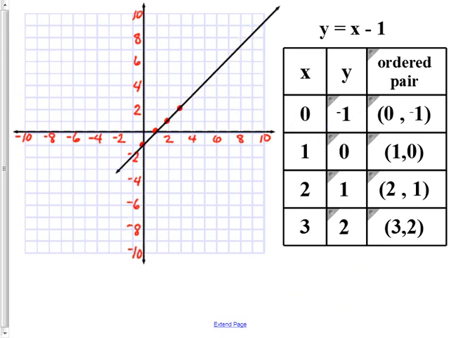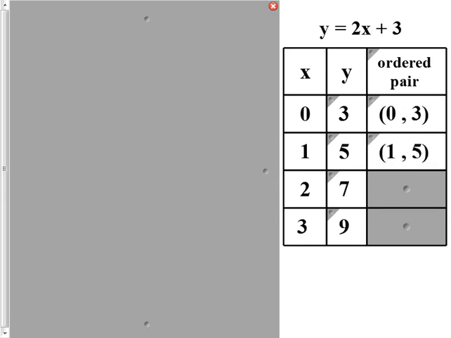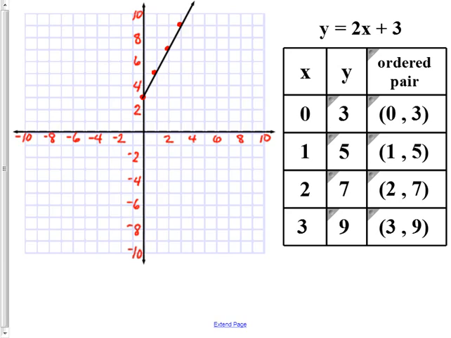I could look at a couple more. If I have this one, take a moment and see if you can fill out the function table. Okay, so if you've done that correctly, you should have ended up with ordered pairs of 0, 3, 1, 5, 2, 7, and 3, 9. And when I graph those, it's going to look like this.